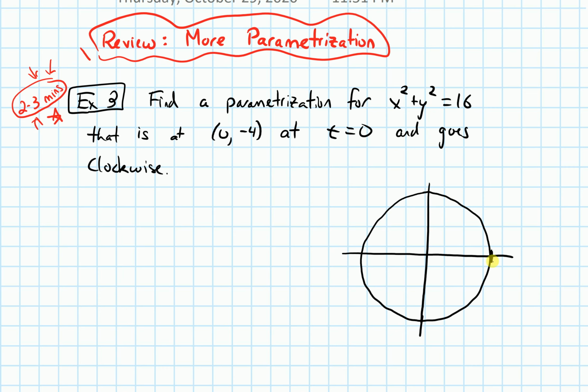So it goes out to the point 4, 0 here. And then the other side, it goes to negative 4, 0. At the top, it's 0, 4, and at the bottom, it's 0, negative 4. So we need to be starting at 0, negative 4 at t equals 0. That's what this question says.